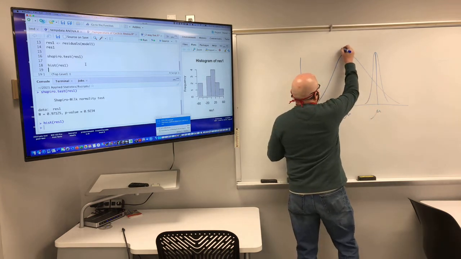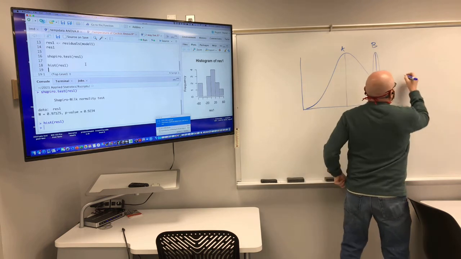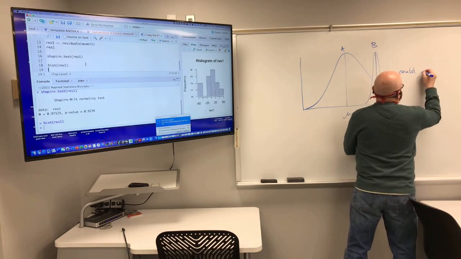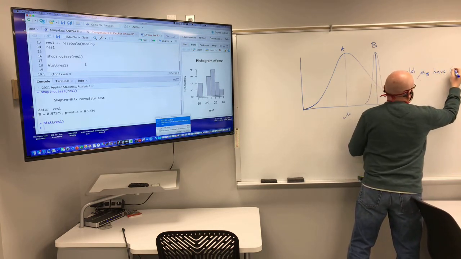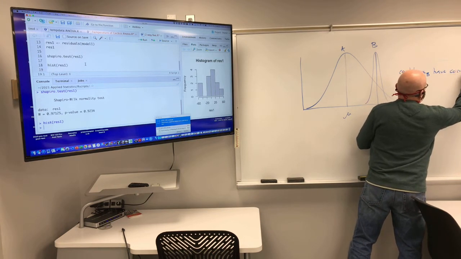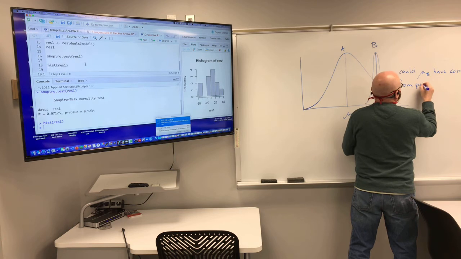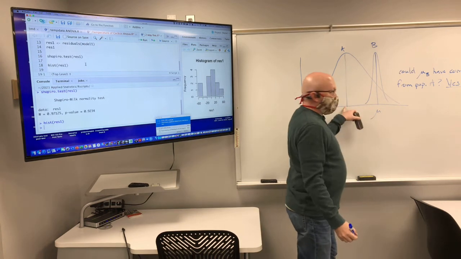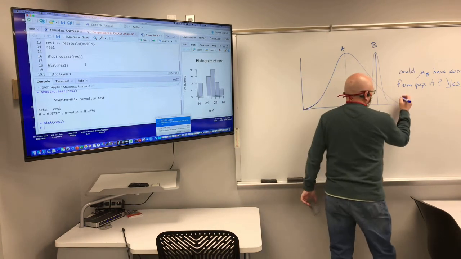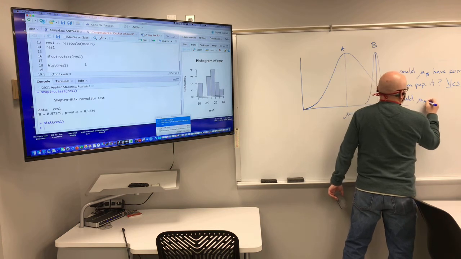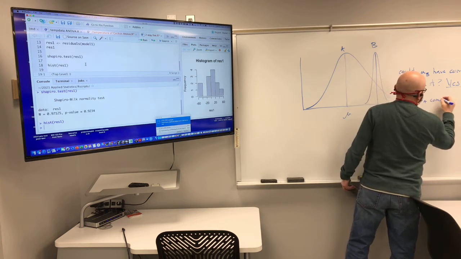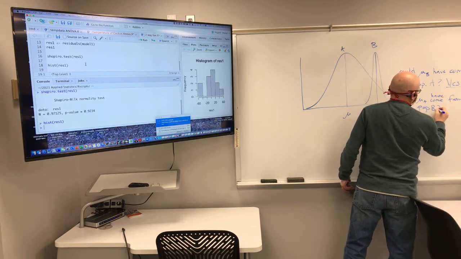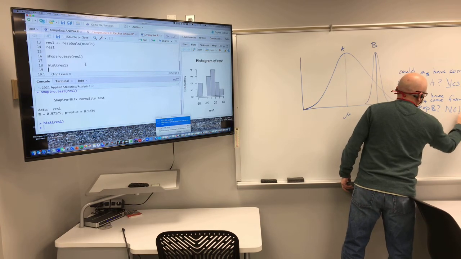That way, if you're comparing population A to population B, and you ask, could the mean of B have come from population A? The answer is a resounding yes. Yeah, sure. That mean could have come from this population. But when you ask the opposite question, could the mean of A have come from population B? The answer is a resounding no.